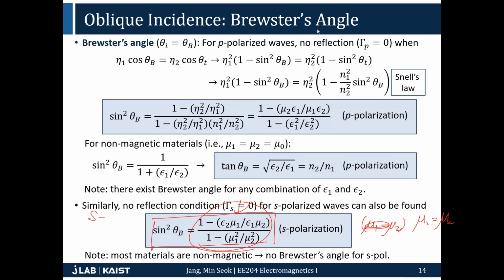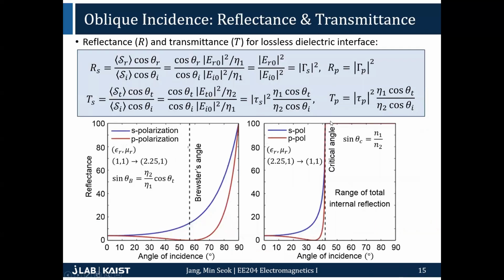So now, before we talk a little more about these special angles, this is how it looks. So we defined reflection coefficients and transmission coefficients, and what we really measure in experiment is reflectance and transmittance. And again, the reflectance and the transmittance are the power ratio.